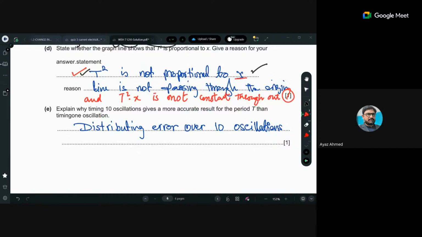Now explain why the time of 10 oscillations is given. This is the most important question asked in your oscillation topic: why 10 oscillations give a more accurate result for the time period than timing 1 oscillation. So can anybody tell me? It's harder to calculate the time period for one oscillation. It reduces reaction time. Yeah, it reduces the human response error.